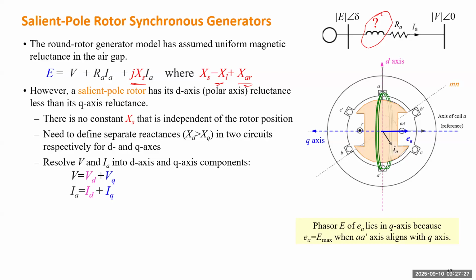So for voltage, we will assume there are two components. Because voltage is a phasor, we can just project the voltage phasor onto the D axis and Q axis to get two components. We can also do similar things for the armature current, to get the D component and Q component.